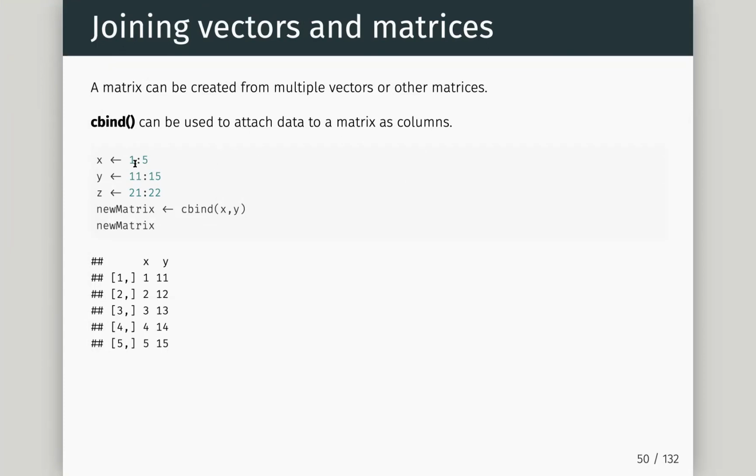So here we have 2 vectors, 1 to 5, and then another one, 11 to 15. And I can just do cbind like I would have done c to combine vectors, but now it's going to put X in the first column and then Y in the second column. And now we have our matrix object, which we can operate on like other matrix objects.